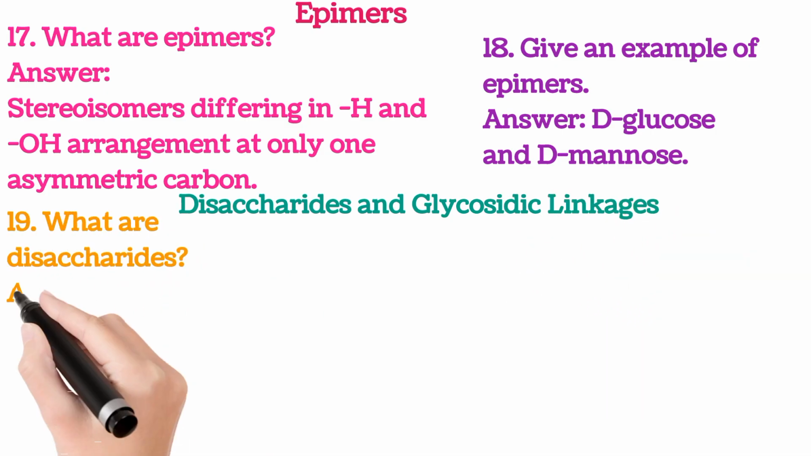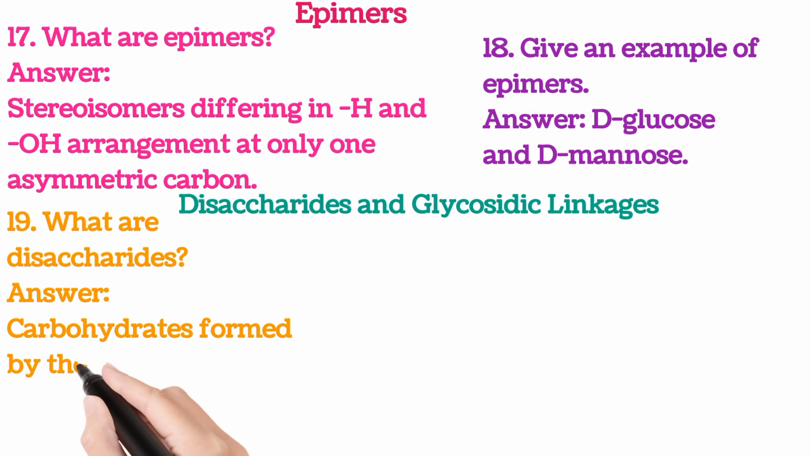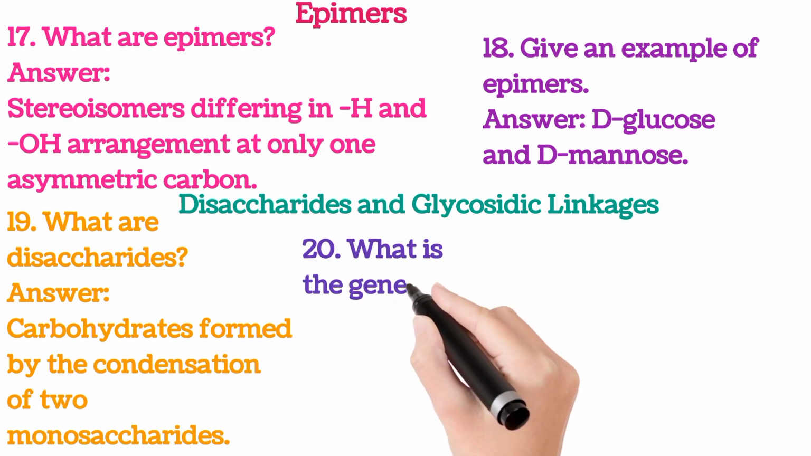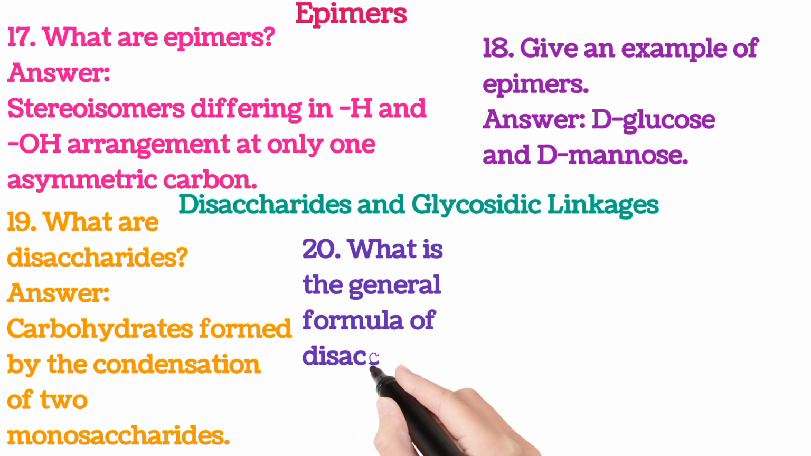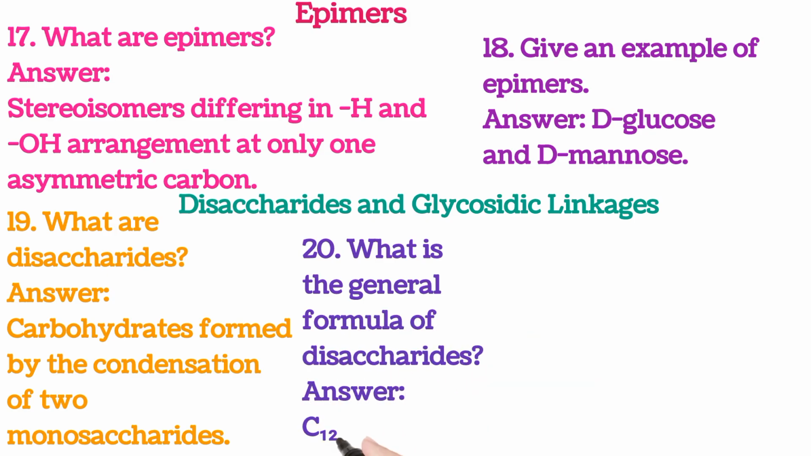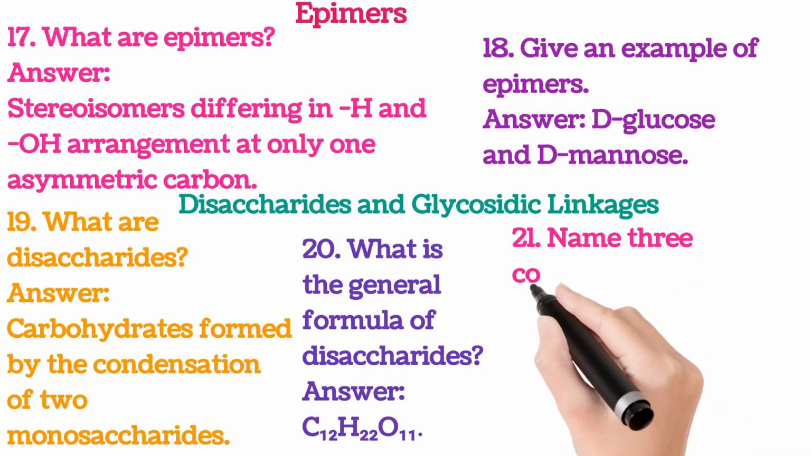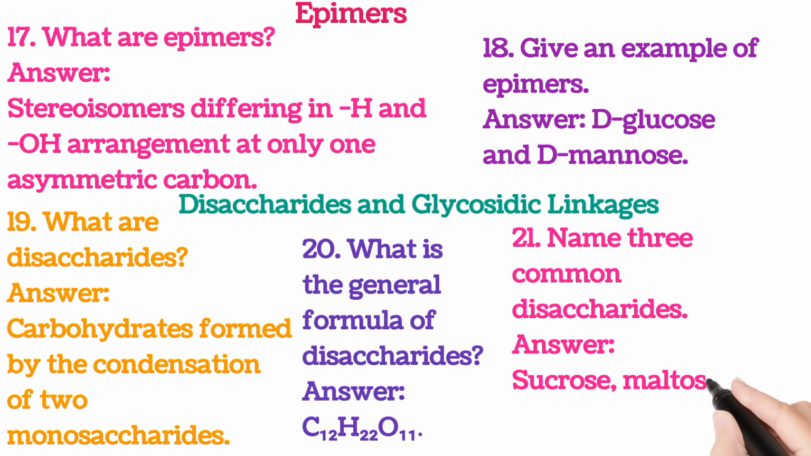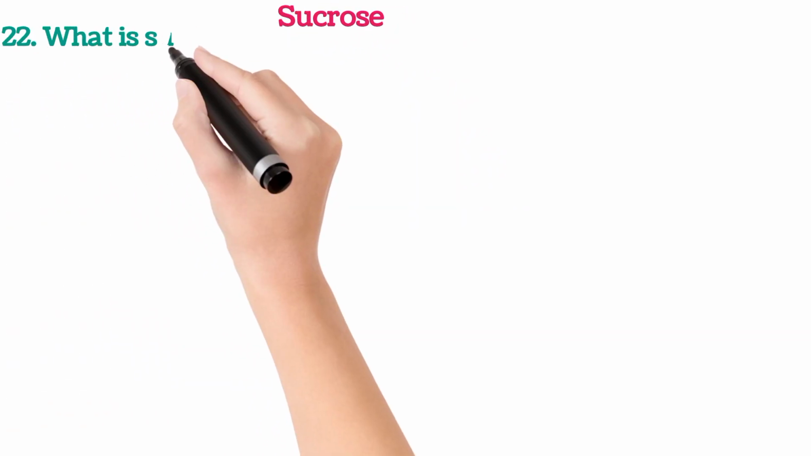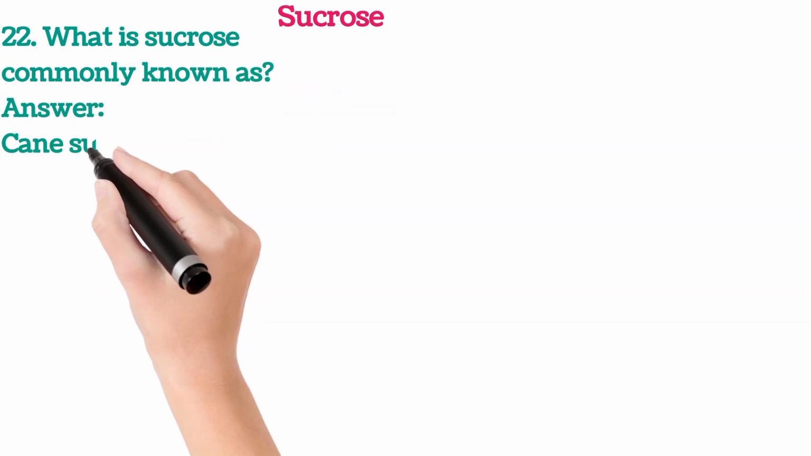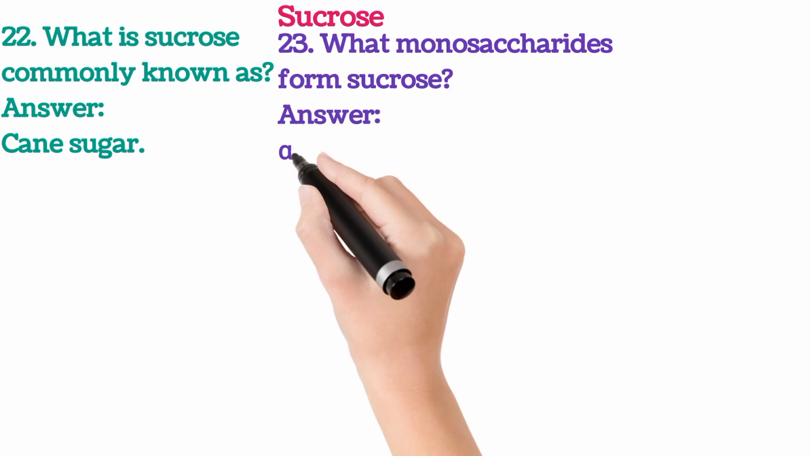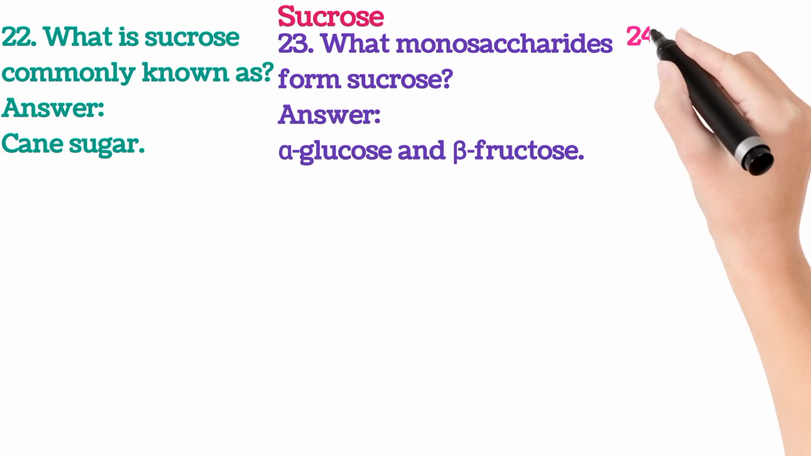Disaccharides and glycosidic linkages. 19. What are disaccharides? Carbohydrates formed by the condensation of 2 monosaccharides. 20. What is the general formula of disaccharides? C12H22O11. 21. Name 3 common disaccharides. Sucrose, maltose, and lactose. Sucrose. 22. What is sucrose commonly known as? Cane sugar. 23. What monosaccharides form sucrose? Alpha glucose and beta fructose.